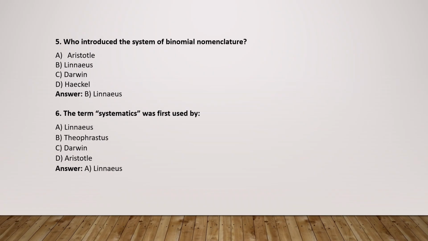Question number 5. Who introduced the system of binomial nomenclature? It's a very important and common question in most of the entrance examinations. And the right answer is, as you all know, Linnaeus. To be more specific, Carolus Linnaeus. Question 6. The term systematics was first used by. Here also the answer is Linnaeus, the option A.